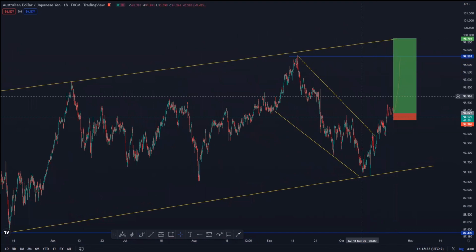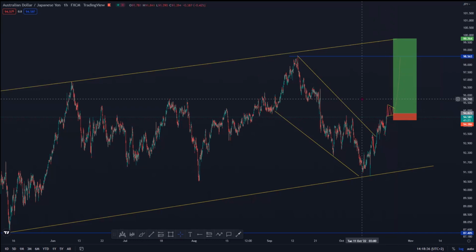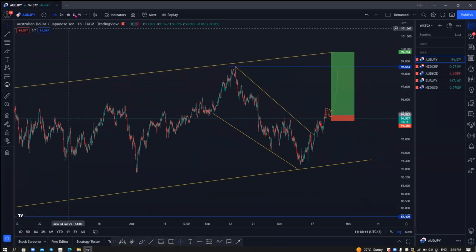So this is what you're going to wait for on AUDJPY. Just wait for another correction, and then we take this straight to the upside. Let me go to the daily.